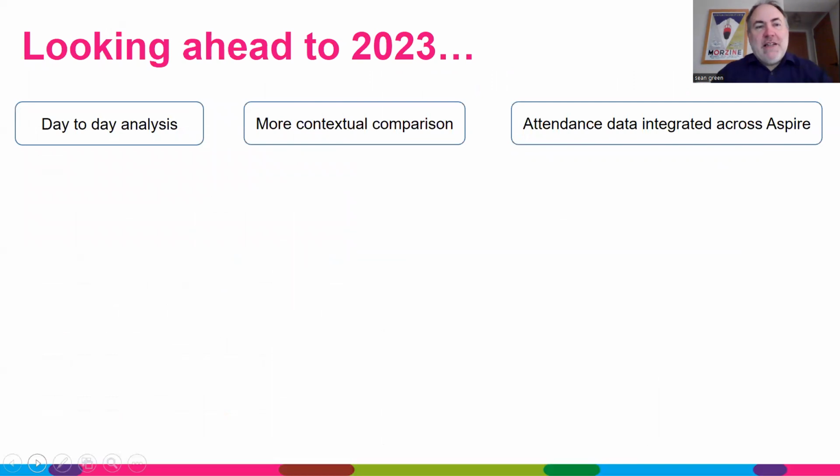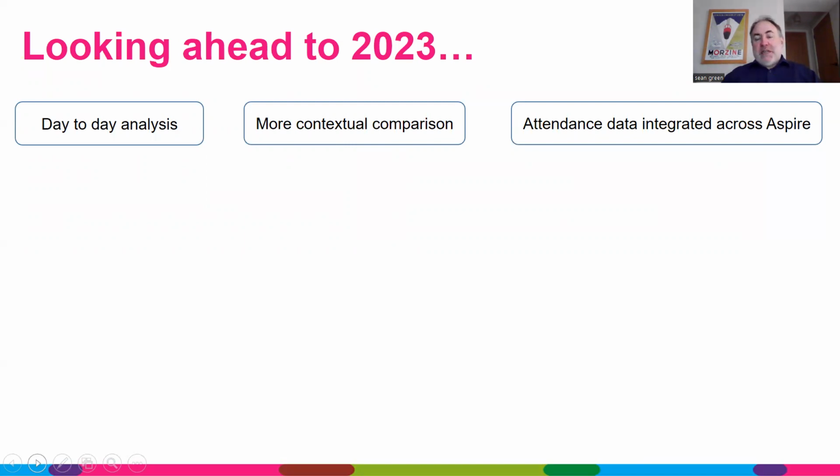So finally, looking ahead to 2023, the day-to-day analysis is out this week for the 2021-22 academic year. If that proves popular, and I'm sure it will, that's something we can look at doing on a term-by-term basis. So we could look back at the autumn term fairly soon into the new calendar year and start looking at what the autumn term peaks and troughs were in terms of days, sessions, dates, etc.